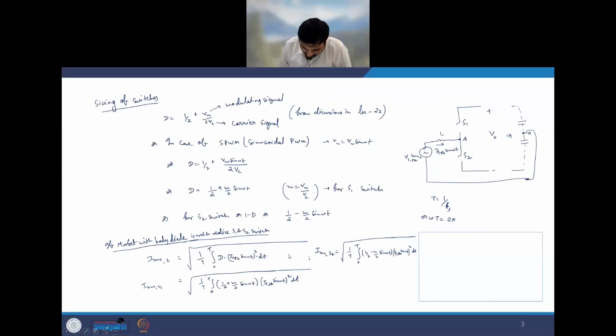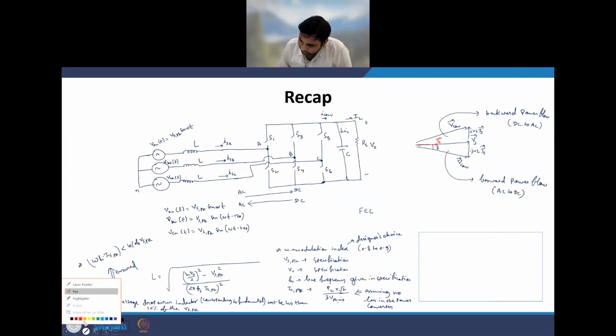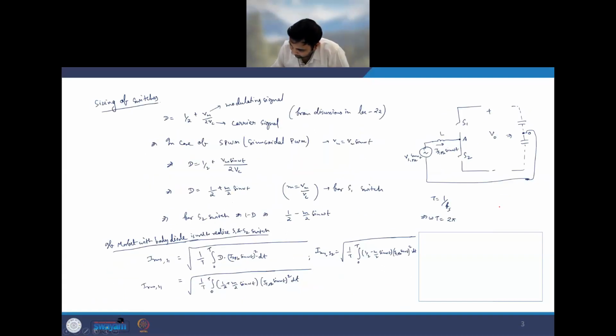In this one, if you see, when the MOSFET is on, in the MOSFET what we have is a device and the diode. Now this diode comes into the picture because of the construction of the MOSFET.